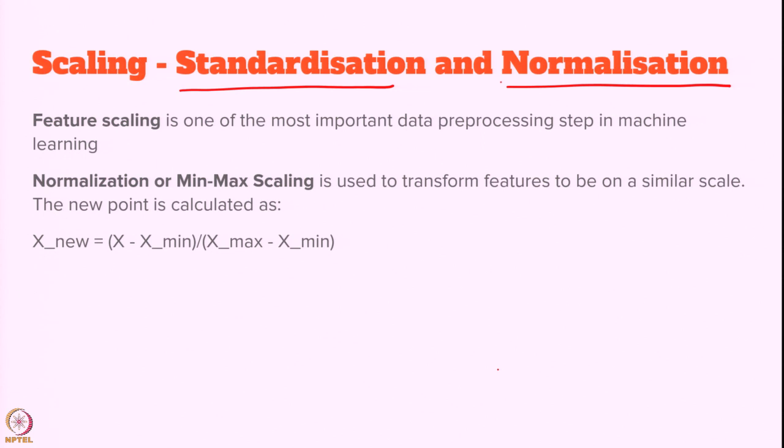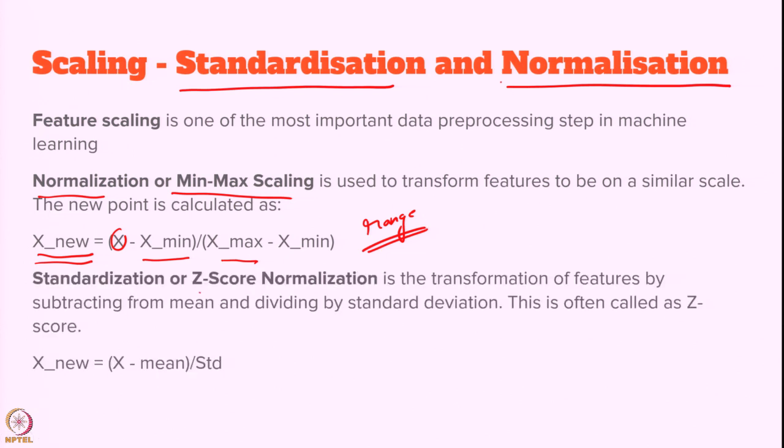What is normalization or min-max scaling? Normalization is also called min-max scaling. So we take the value, and we know the minimum and the maximum values. Based on that, we will generate a new value. So it will create the data within a range. This is min-max scaling. Now, what is standardization, or z-scoring? It uses mean and standard deviation to calculate the new value. This is the formula for that. So we can use normalization or standardization based on the requirement of the data.